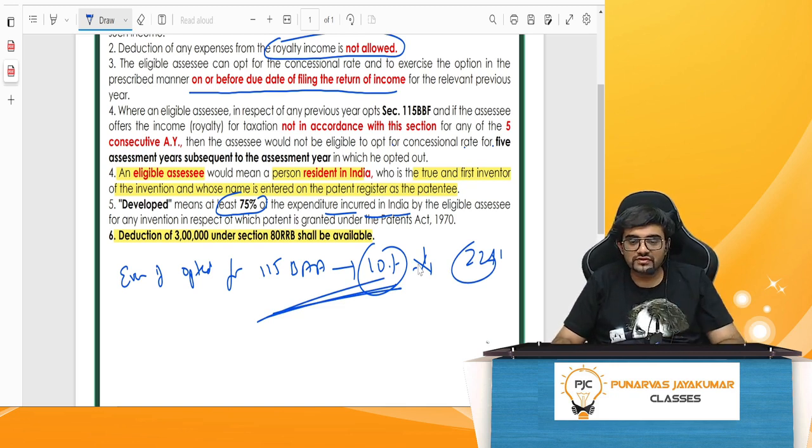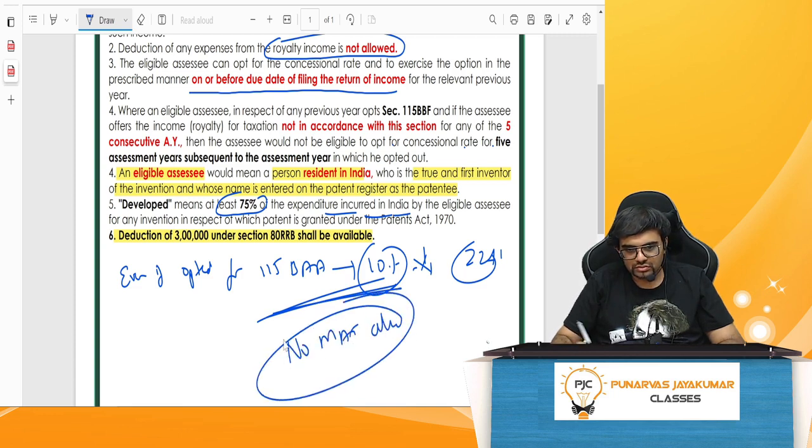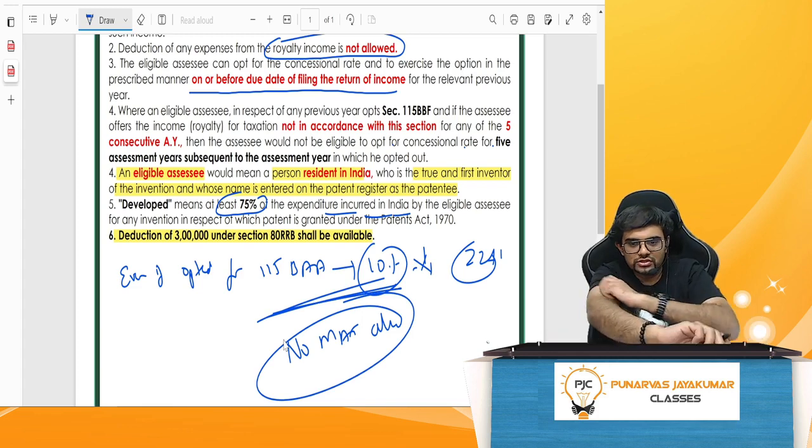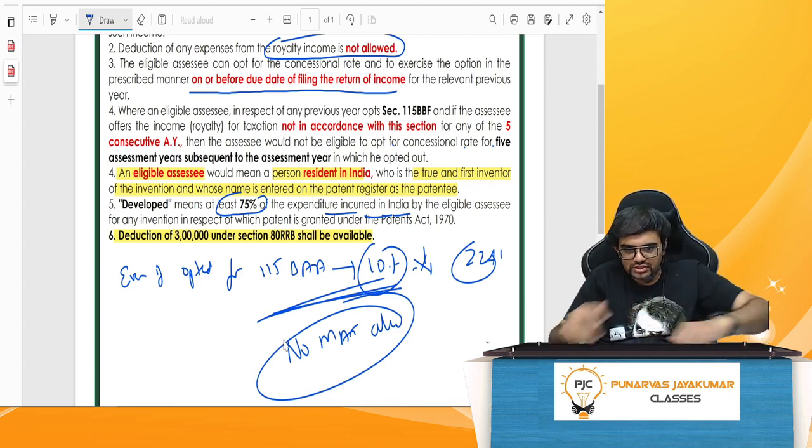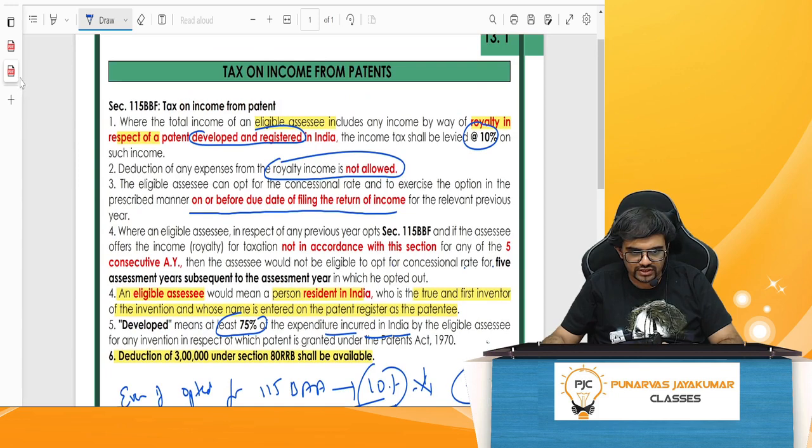If you opt for that 115BA individual, no MAT also. No MAT also. This is why we discussed. Now you come here, you will understand.